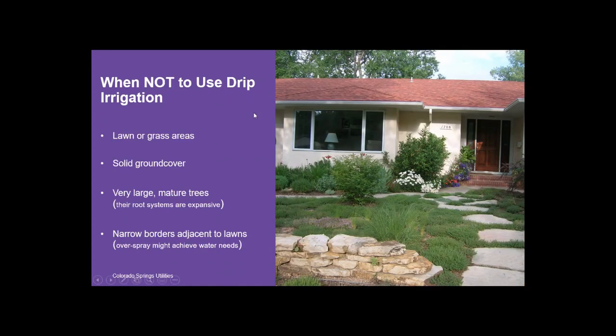So when not to use drip irrigation. Obviously we don't want to use drip irrigation for a lawn or a grass area. If you want to have a solid ground cover area, I wouldn't recommend using drip irrigation. Again, going back to the very large or mature trees, it's not recommended because their root systems are so expansive. And the narrow borders just adjacent.